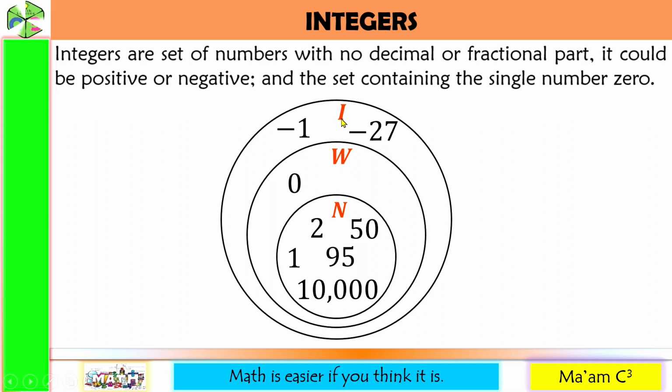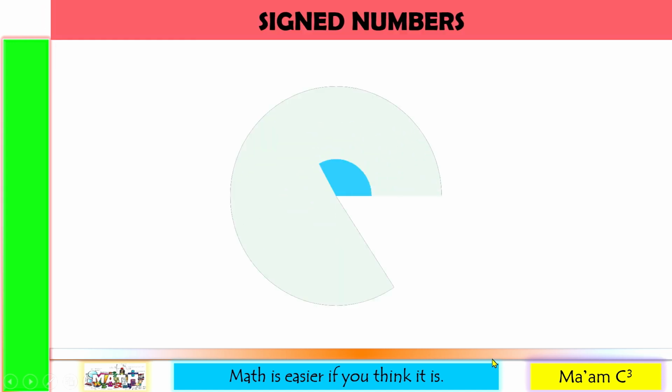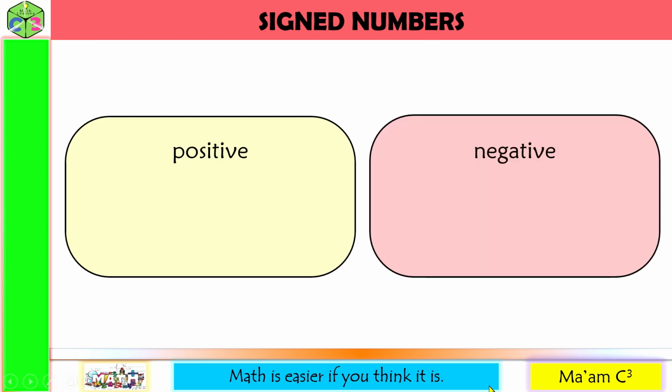So integers again is a set of negative numbers, the set of natural numbers, and a set containing a single number 0. A number is either positive or negative. The symbol for positive is the plus sign and the symbol for negative is the minus sign. However, when we write a positive number, we do not write the plus sign in front of the number, just the number itself. We only do that for negative numbers. For example, negative 50. We write the negative symbol in front of the number.